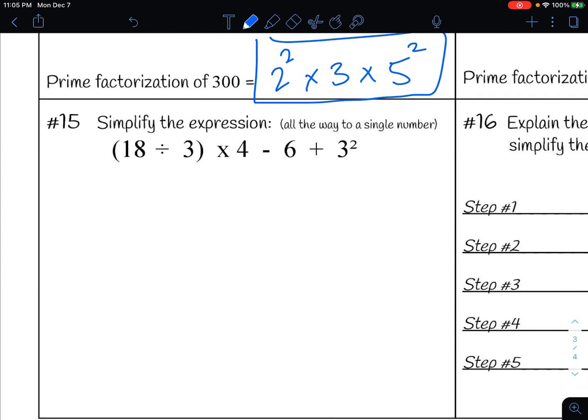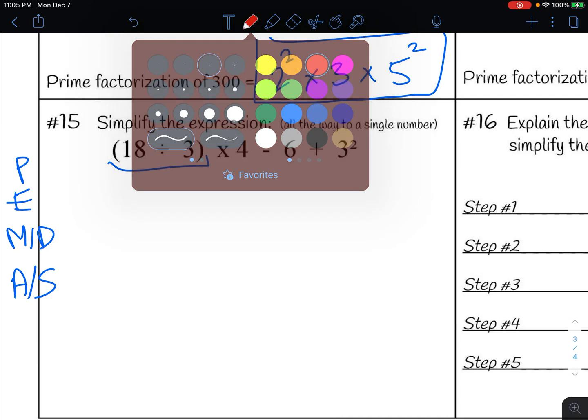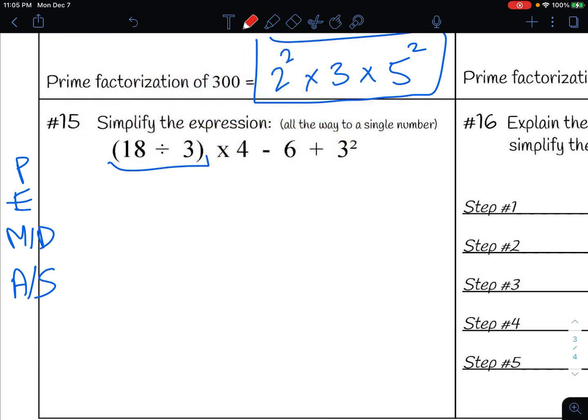Again, we're doing PEMDAS, so let me go ahead and write it right here. MD, and then AS. All right, simplify the expression. Do we have parentheses? We do. 18 divided by 3. So 18 divided by 3, let's go ahead and use red, is 6. Bring down everything else. Bring down the times, bring down the 4, bring down the minus, bring down the 6, bring down the plus, bring down the 3 to the second power.